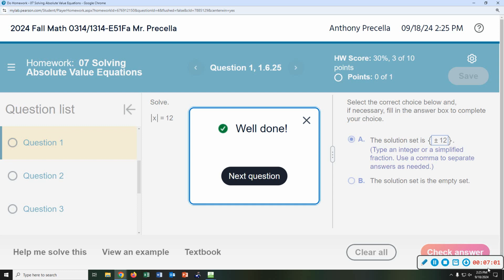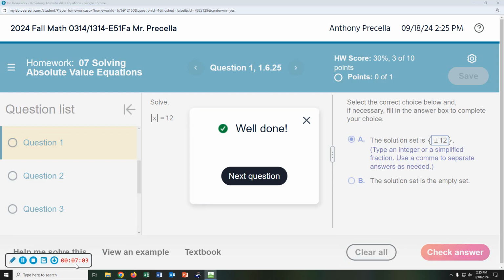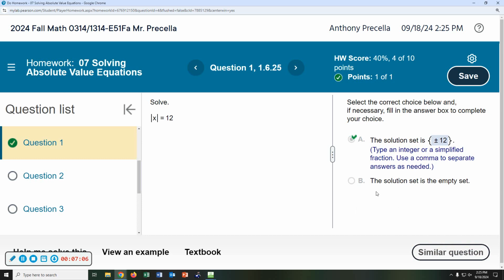You'll notice there's an option for the empty set. The solution set is the empty set. That's another way of saying there's no solution.